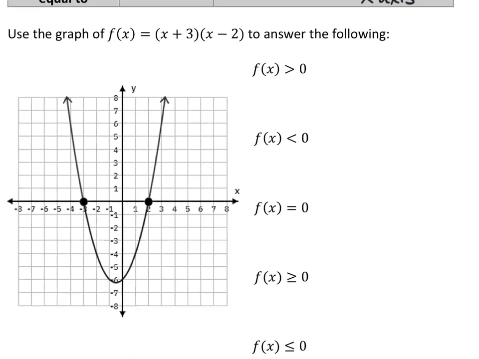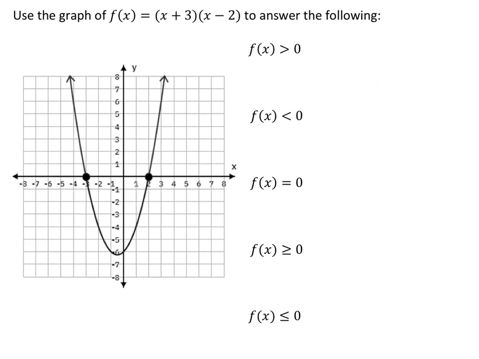So let's use these ideas to answer the following questions. We want to use the graph of f of x equal to x plus 3 times x minus 2, meaning if they don't give it to you, you can graph it on your calculator, to answer the following questions. Okay, we want to know where the graph is above 0, below 0, equal to 0, above and equal to 0, and below and equal to 0. We're going to do them piece by piece though. It's going to be very helpful for us to also color code our graph.